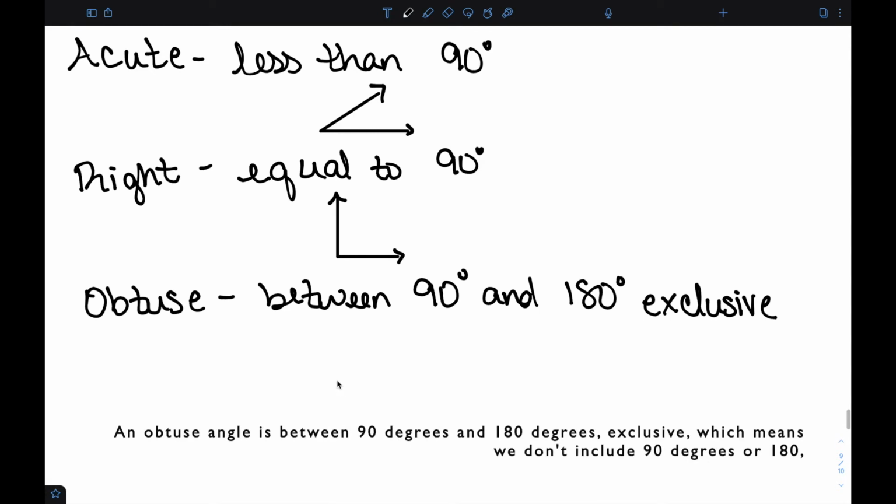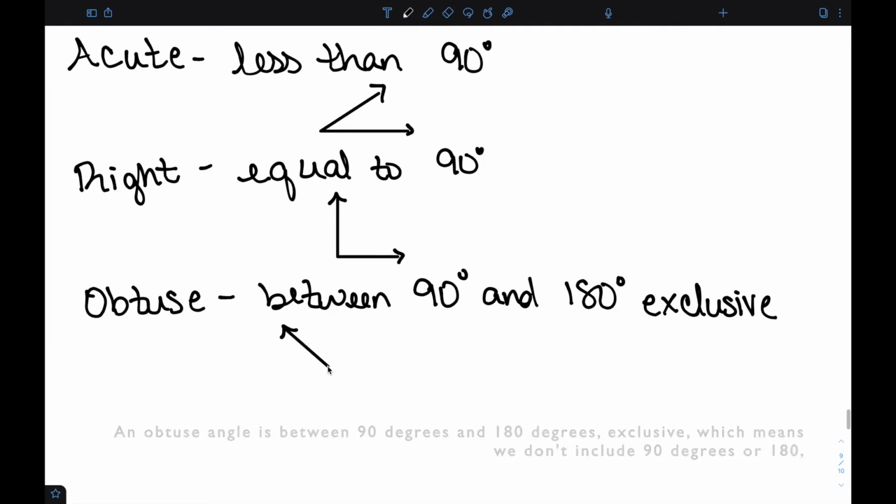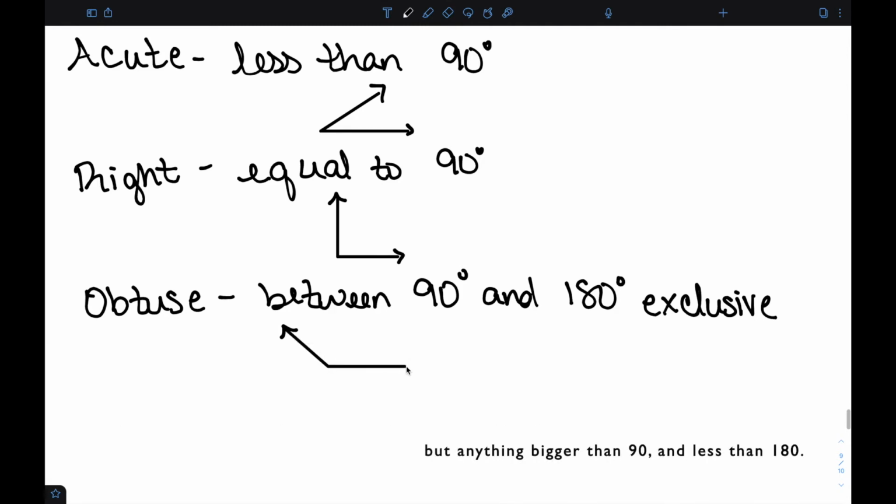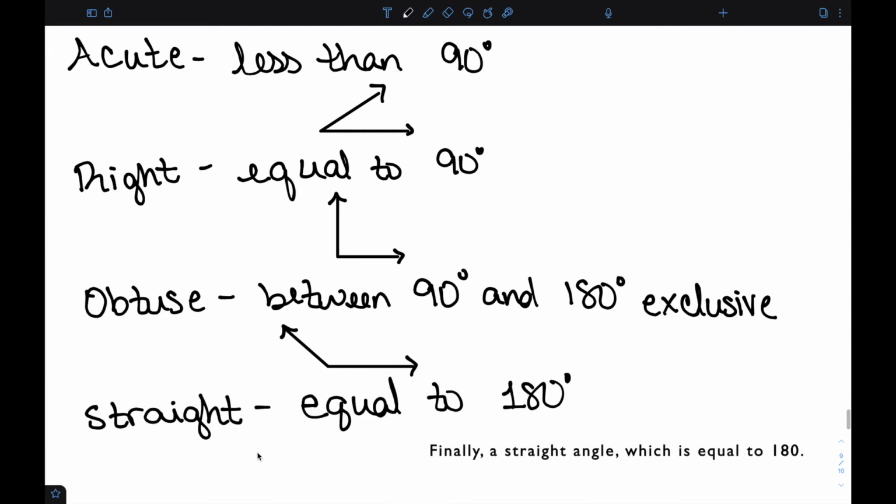An obtuse angle is between 90 degrees and 180 degrees exclusive, which means we don't include 90 degrees or 180, but anything bigger than 90 and still less than 180. Finally, a straight angle, which is equal to 180.